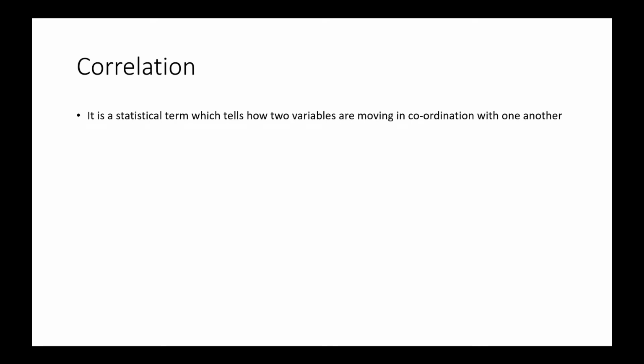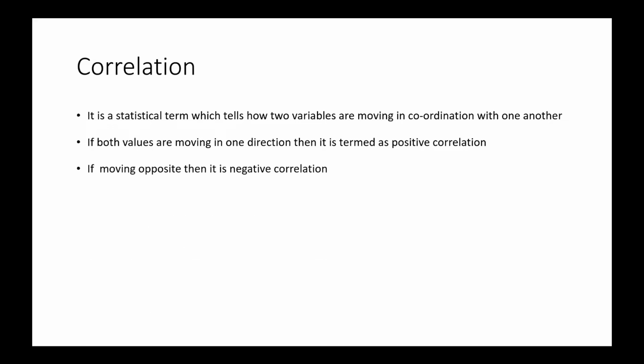Correlation, the term itself, is a statistical term which generally represents how two variables are coordinating with one another. So, in general terms, it refers to how both the variables are in relationship with one another. So, if we take a case in which both the variables are moving in one direction, then it is termed as positive correlation. Similarly, if the opposite is happening, if one variable is moving in one direction and the other one is moving in the other direction, then it is termed as negative correlation.